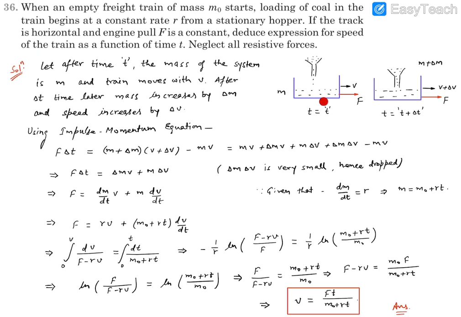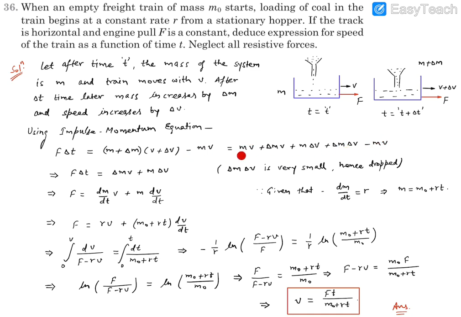For this time duration, we can think of the impulse-momentum equation: force into the time must be equal to the change in momentum, final momentum minus initial momentum. In our system, this hopper has been excluded. So the right hand side is going to be (m plus delta m) into (v plus delta v), that's the final momentum, minus m into v, the initial momentum. When you expand it, there are going to be four terms: mv, delta m v, m delta v, and delta m delta v, and there is a minus mv as well.